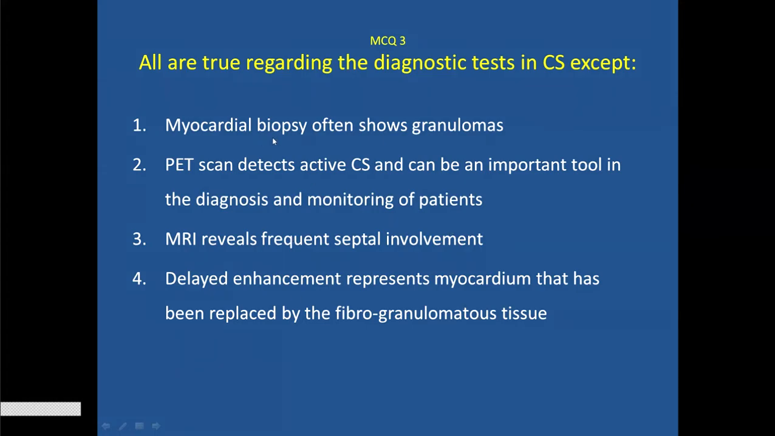All are true. Myocardial biopsy very rarely shows granulomas, only in 20% of cases. Unless you go, you really struggle a lot, maybe 30%, but otherwise not. So this is wrong.